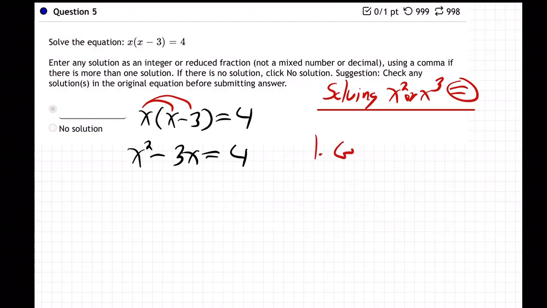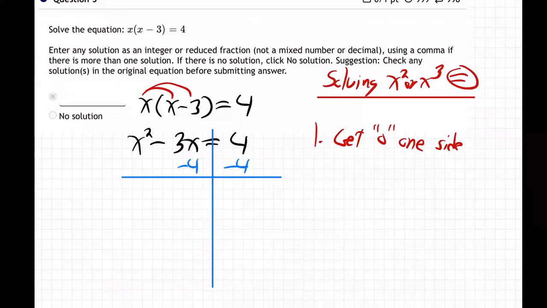Step number 1 is you've got to get a 0 on one side. So I'm going to subtract 4 from both sides, like so. Right, I'm trying to get a 0. So that'll go like that, and that'll just be 0. And the other side will be x squared minus 3x minus 4. How we doing? We seeing that?